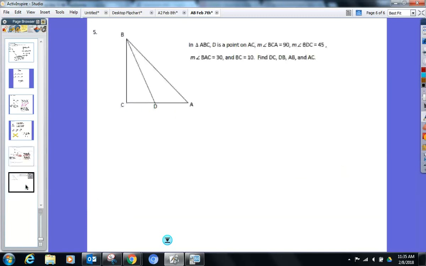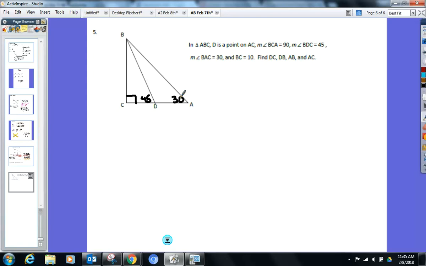Finish this off strong. Fill in the angle measurements that are given. Go ahead, fill in all the angle measurements. BCA is a 90-degree angle. BDC, find that angle, is 45. And BAC is 30. Find four different measurements.